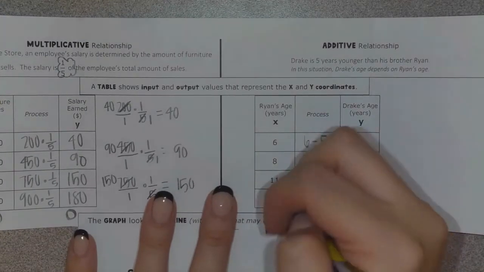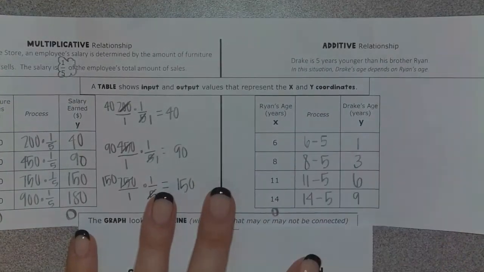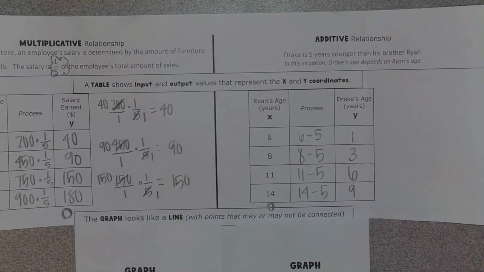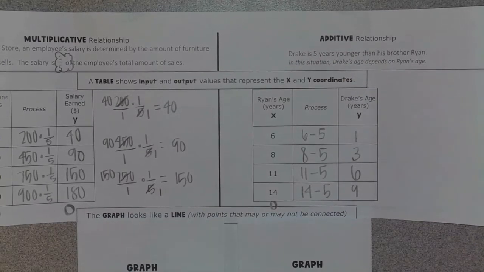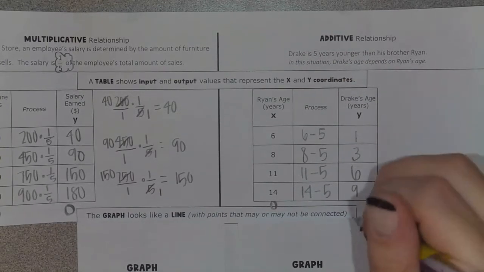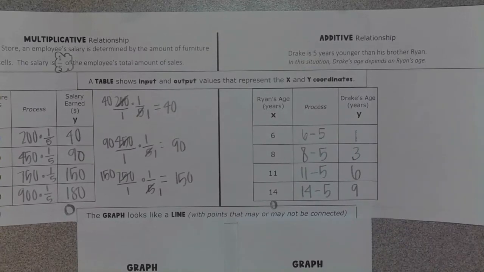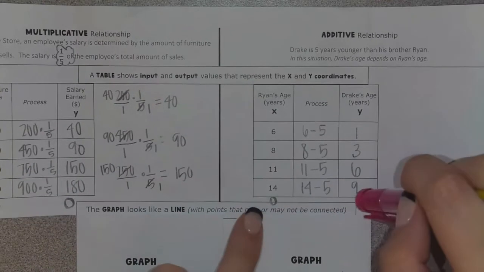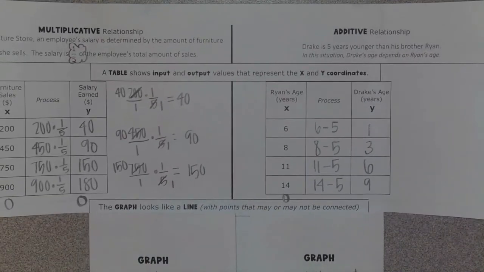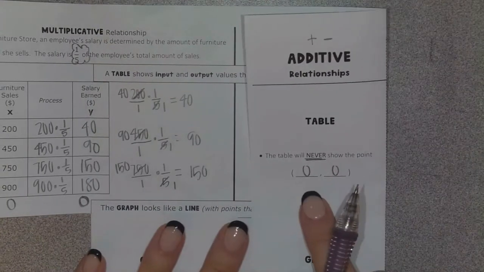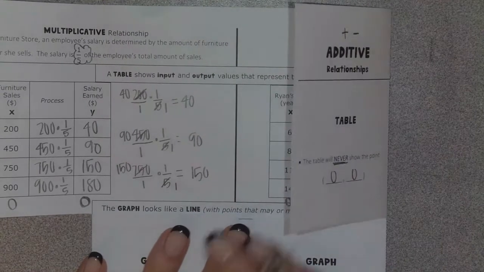So now let's think about if Ryan is 0, which means he's just been born, is Drake even in existence? He's not. I can't do that 0 minus 5 because that would mean that Drake is negative 5 years old, and that's not possible. You can't be negative 5 years old. So in this instance, the 0, 0 does not make sense to have it on our graph. They can't both be 0 at the same time if Drake is younger than Ryan. So again, that's why our additive table will never ever have the 0, 0.